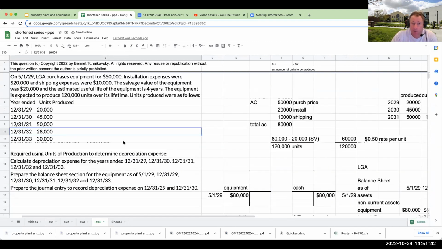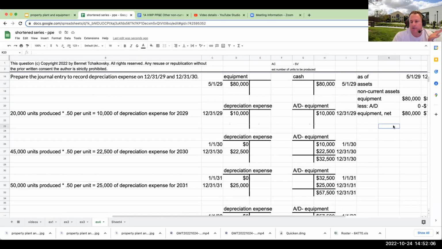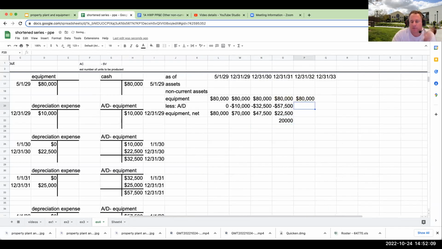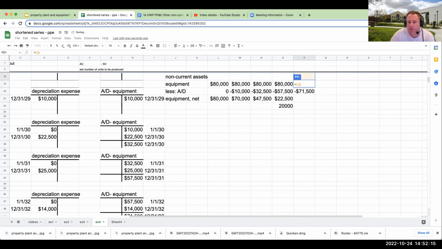When I get over here to 12/31/32, well, here I produced 28,000 units. Okay, so this is going to be 28,000 units produced at 50 cents per unit, is going to be 14,000 tentatively of depreciation expense for 2032. Now, if I put in this 14,000, what happens is now my accumulated depreciation is going to go up to 71,500. So my net book value is at 8,500, and I can't do that. Why? I can never have this go beyond 20,000.